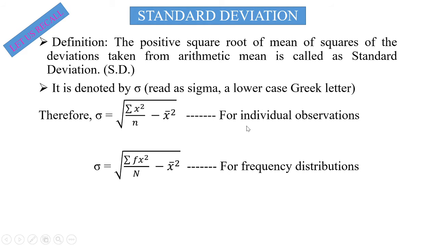And another formula for frequency distribution, that is, sigma is equal to under root summation of f x square divided by n minus x bar square. Then we learned coefficient of variation, that is, standard deviation divided by arithmetic mean in mod into 100. Therefore CV is equal to sigma divided by mod x bar into 100.